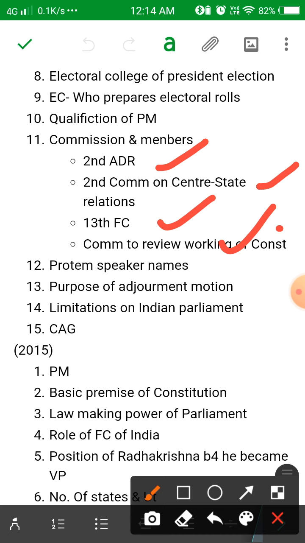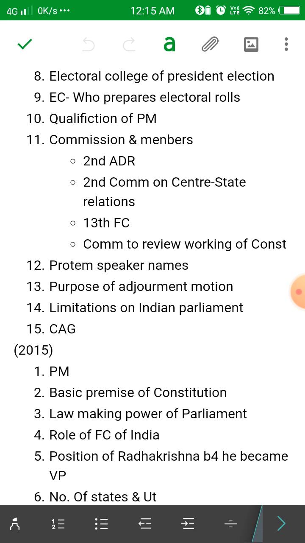Then this was something typical, like certain names were given, and it was asked which position or which kind of work these people have done so far. So those were the names of the persons who have been the pro tem speaker earlier. This was a question, and the purpose of adjournment motion, CAG, and then what are the limitations of Indian Parliament.